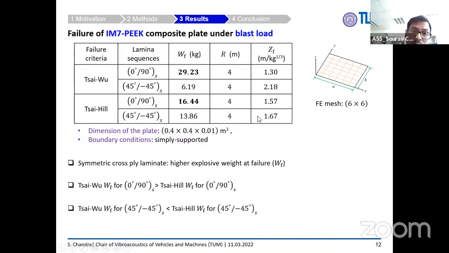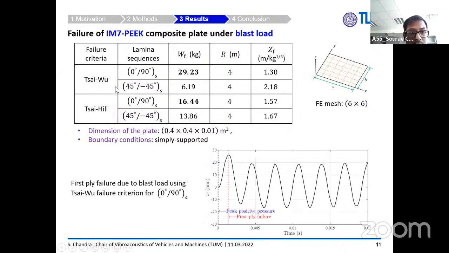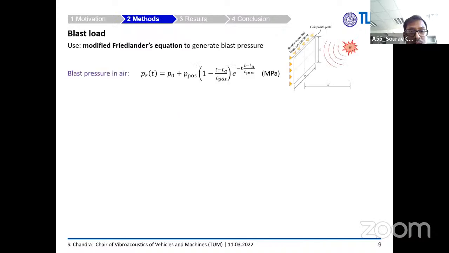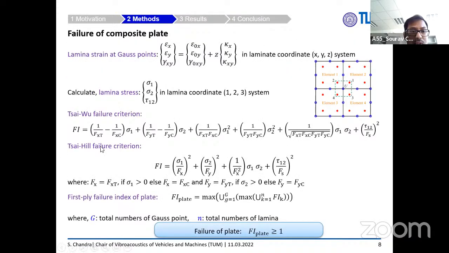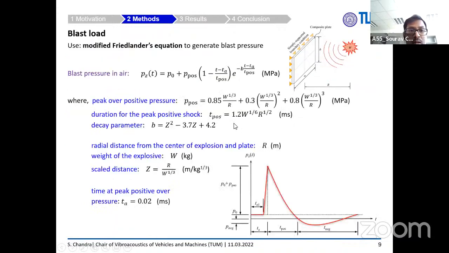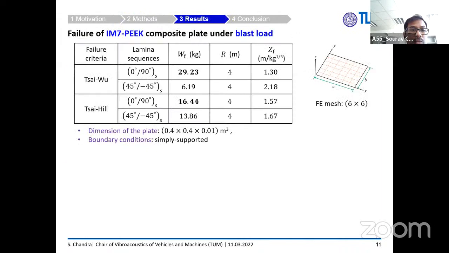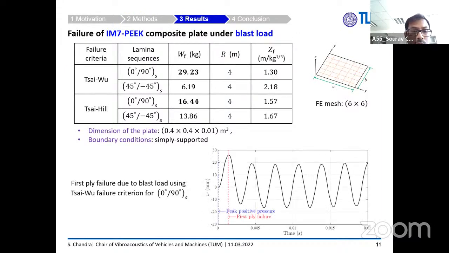We are assuming that this is due to the consideration of the linear stress term in the SIUP criteria. Actually, in the SIUP criteria, there is a linear stress term coming. So if we go back to the formulation part, just here, this stress term is coming for the SIUP criteria. So that is why the symmetric cross-ply laminate is showing the higher load.